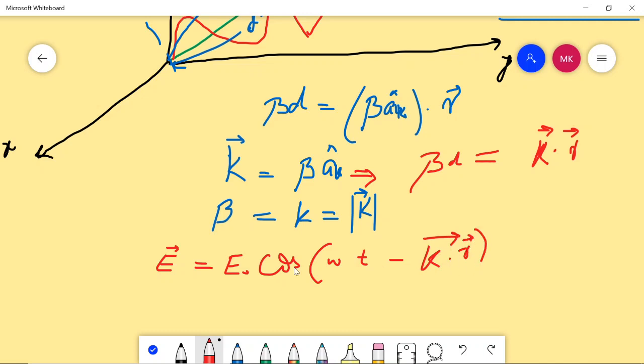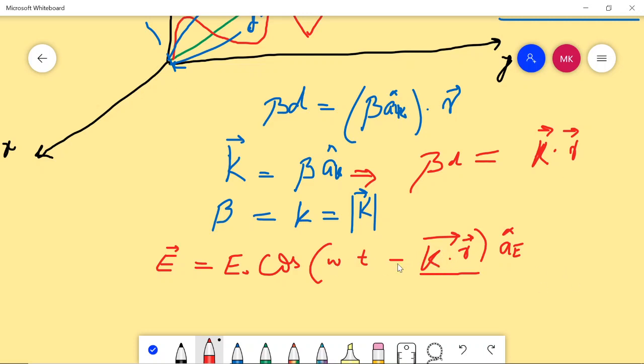This is the wave. Here, some direction is the E direction, and this E direction is perpendicular to the K direction. So this is a wave which is moving in a general direction along the K direction. Here this wave number vector K will also give you the direction of propagation. So the wave will propagate along this K vector.